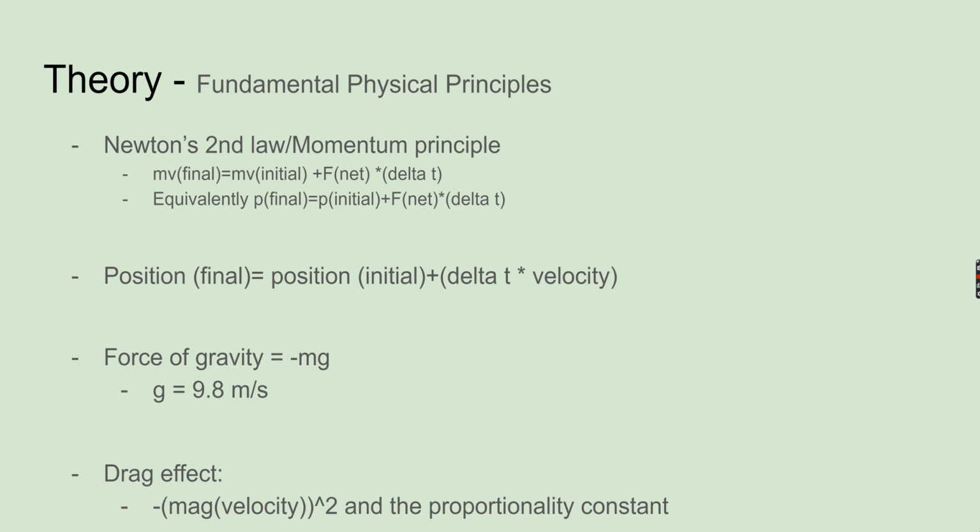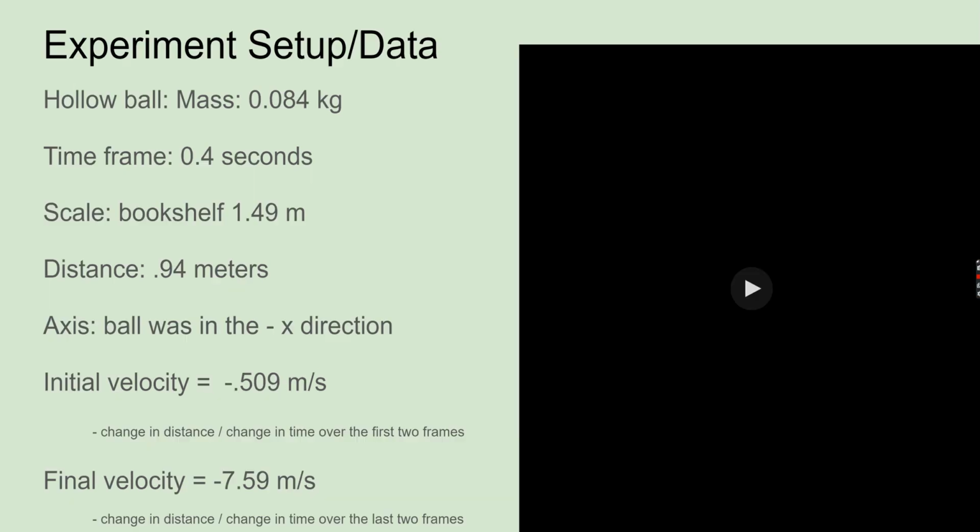So we can use Newton's second law to update the ball's velocity and then use that to update the ball's position. For the force of gravity, we'll be using negative m times g, where g is just the constant 9.8 meters per second squared, and that reflects the gravity between the Earth and the ball. Next, we'll use the drag effect, and that is found by using the proportionality constant and the speed of the ball squared, and that will be acting in the direction opposite to motion.